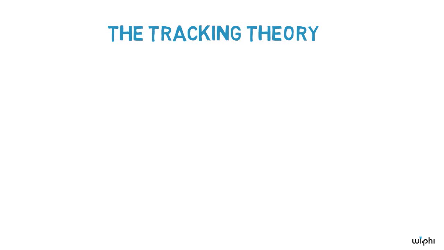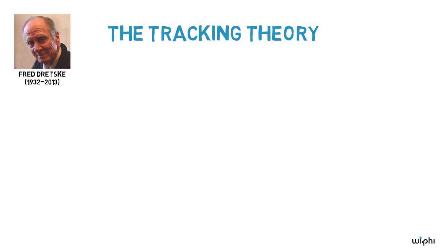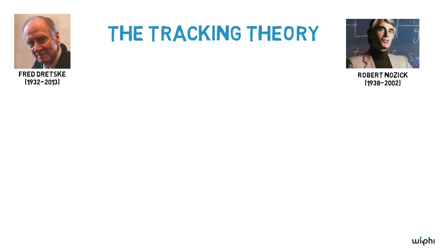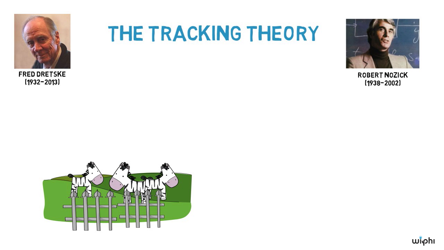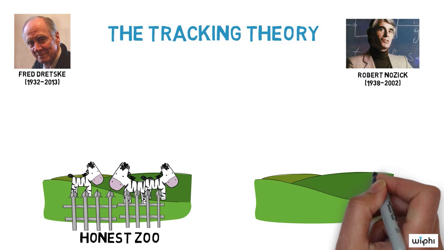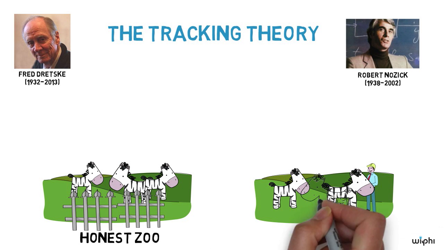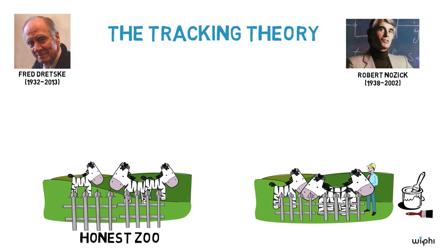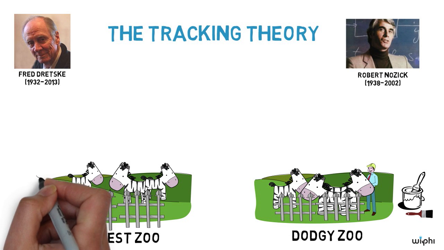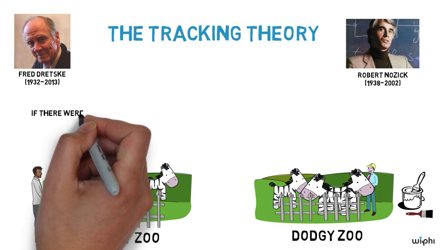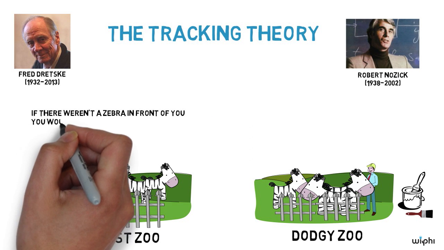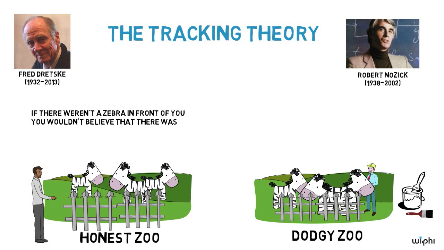The tracking theory is designed to avoid this kind of problem. The main idea was first proposed by Fred Dretske in 1971, but it got its name from Robert Nozick, who wrote extensively about it in a book published a decade later. What's the difference between a normal case, where you know that you're looking at a zebra, and the funny case where there are all these fake zebras running around? Well, here's one important difference. In the honest zoo, the following conditional seems true. If there weren't a zebra in front of you, you wouldn't believe that there was.